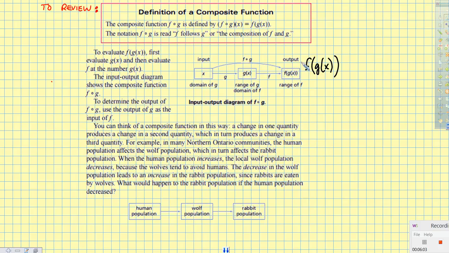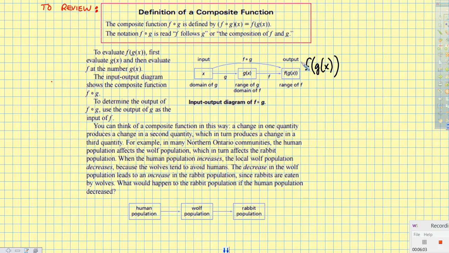Now, if we had to think of a composite function in a way that it could be applied to a real-life situation, we're looking at a change in one quantity that produces a change in a second quantity, which in turn is going to produce a change in a third quantity. An example that I've always enjoyed looking at is the one on communities, or ecosystems. So if you were in environmental science right now, you could be talking about this, and you would really be looking at a composite function, except you don't really realize that it's a composite function.